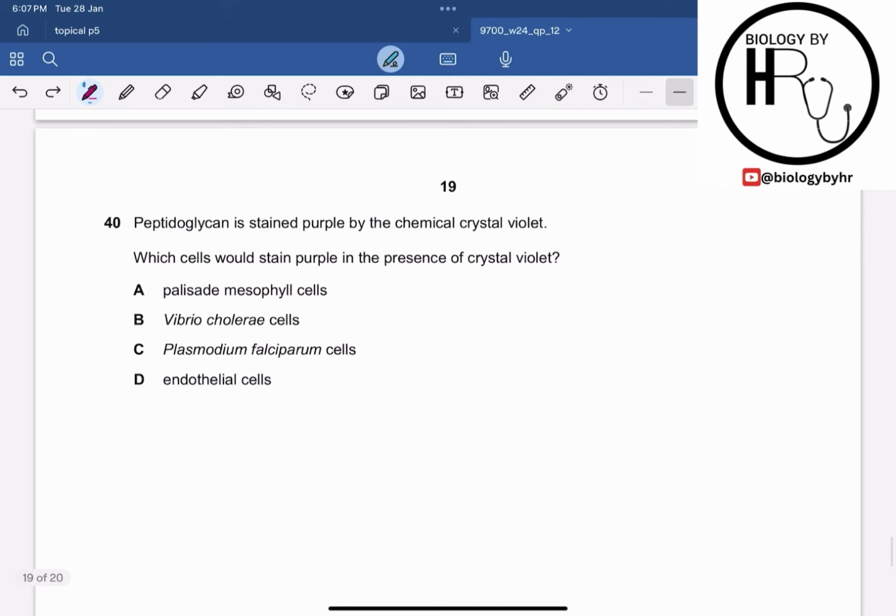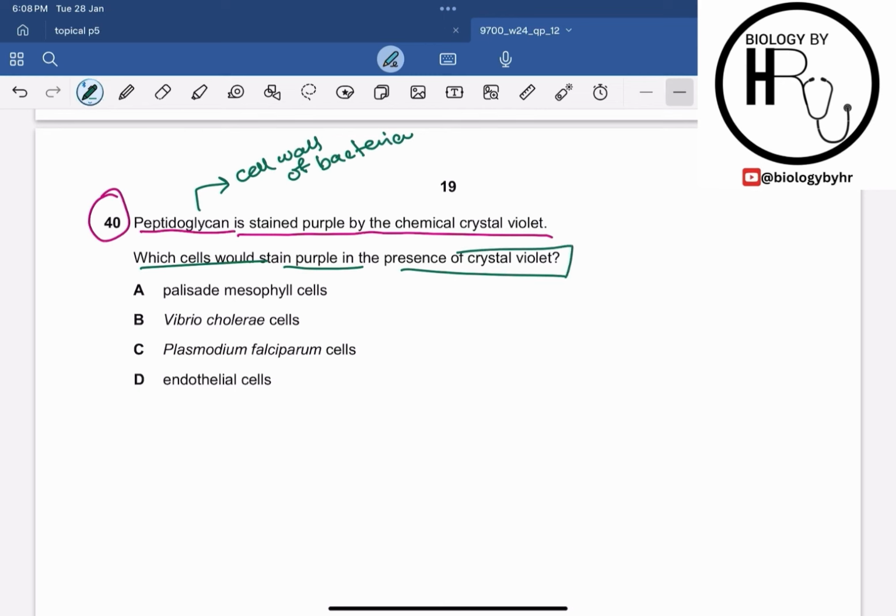Alright, so now let's move on to the last question of this paper, which is question number 40. It says that peptidoglycan is stained purple by the chemical crystal violet. Basically, what is the peptidoglycan? If you guys recall, so peptidoglycan is basically a compound which makes up the cell wall of the bacteria, right? Now they are saying that which cell would stain purple in the presence of the crystal violet. Obviously, a bacterial cell would stain purple in the presence of the crystal violet stain, because the peptidoglycan is basically being stained purple, right? And peptidoglycan is found in the cell wall of the bacteria cell.